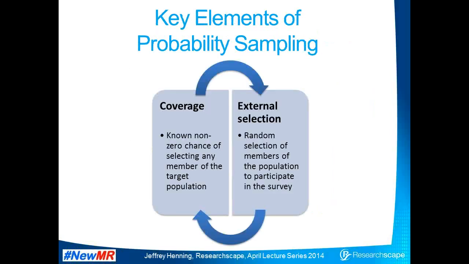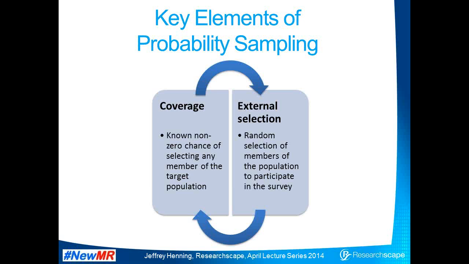So what are the key elements that make a probability sample so reliable? The first is coverage, so that you have a known non-zero chance of selecting any member of the target population. In the U.S., it really was random digit dialing, making up telephone numbers. There was an understanding of which blocks of numbers were residential and which were commercial, and they developed that into a science to know that they were selecting members of telephone households. Households with telephones, which was 98% of the U.S. population, had a landline. That part was really understood.